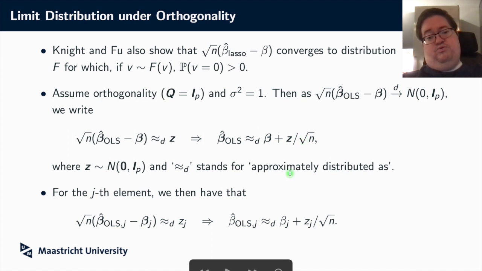And this, of course, we can do for each element. Rather than looking at the whole vector, we look at specific elements. So the jth element of the least squares estimator is approximately distributed as beta j plus something standard normal over square root n. So we can of course also combine this in one go and say it's approximately normally distributed with mean beta j and variance 1 over n.